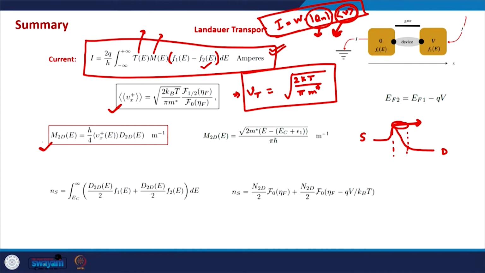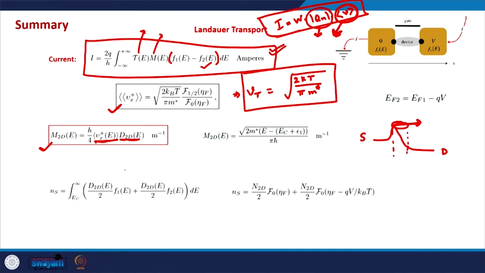So apart from the velocity, we have the number of modes in the channel, which is quite an important parameter, and this we have already derived from our general model of transport. It is given by h by 4 times the average velocity over angle, or the velocity averaged in the positive x direction where the average is taken over angle, times the density of states in the channel.